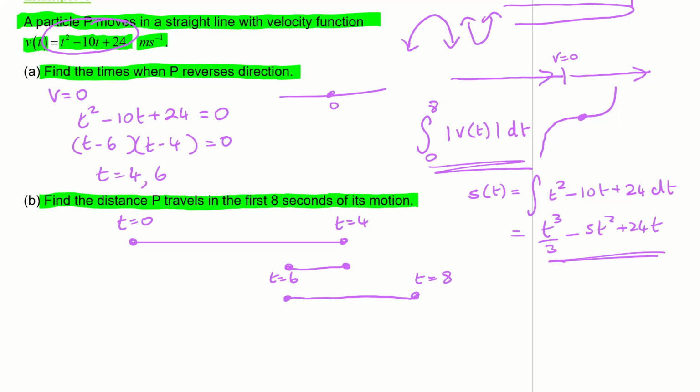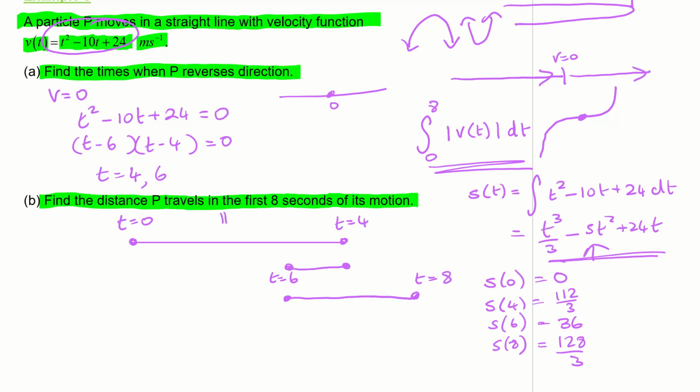So when t equals 0, it's 0. t equals 4, so we want all of these values. So s of 0, s of 4, s of 6, s of 8. And that's just a case of substituting into the formula. So I'm just going to do the values: 0, 112 on 3, 36, and 128 on 3.